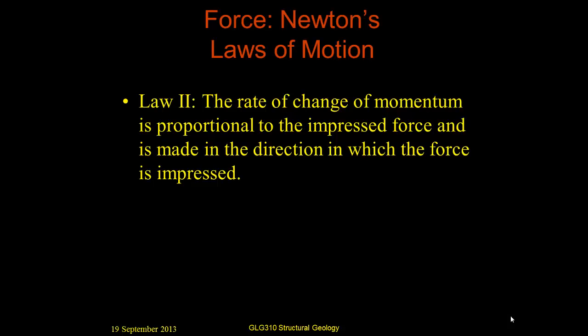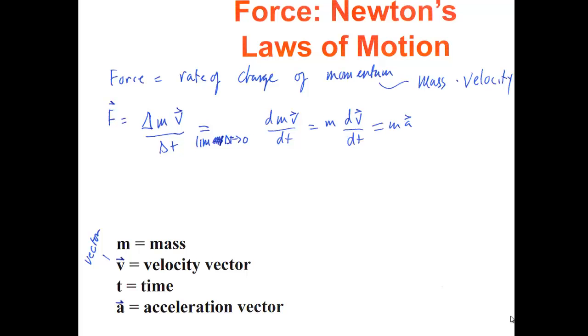So the second law is that the rate of change of momentum is proportional to the impressed force and is made in the direction in which the force is impressed. So this is really F equals ma, that force is equal to the change of momentum and that it's a vector, so that it has a direction.